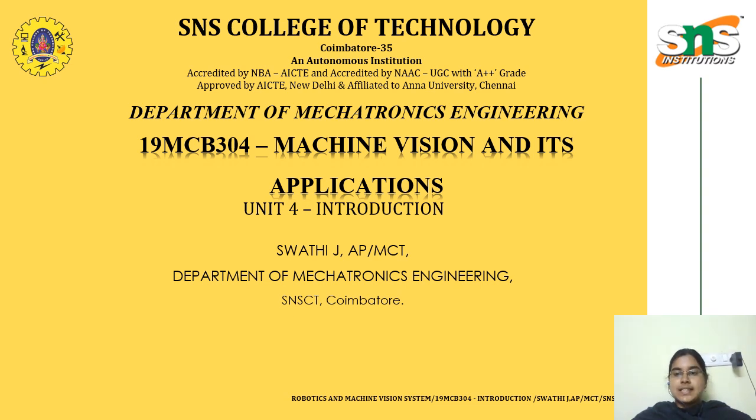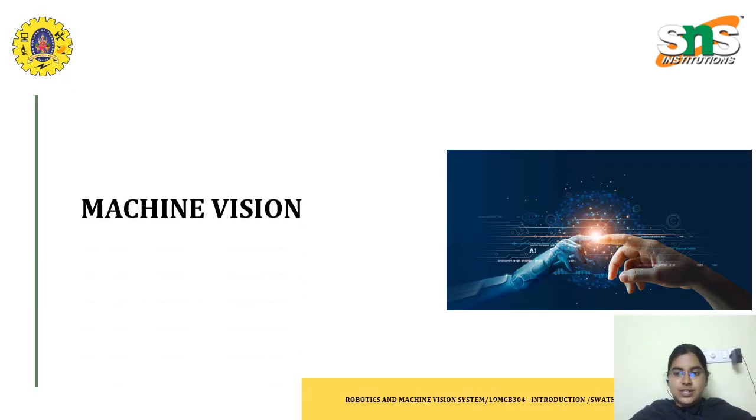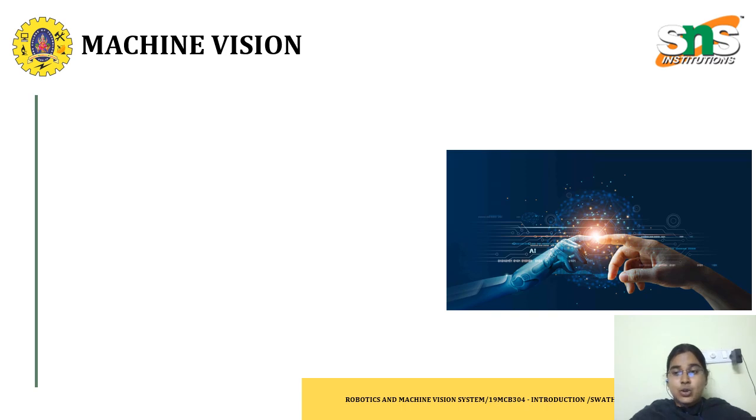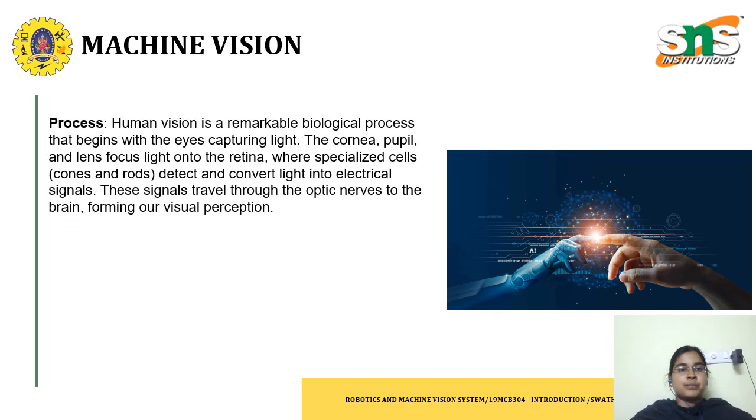Welcome to the lecture. In this lecture, we are going to discuss machine vision and its applications. So let us discuss what machine vision is and what the vision of a human is. As we know, vision of a human is nothing but the perception of what the human observes on seeing an object or a material. So what is the machine vision process?